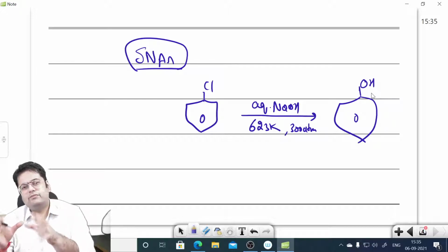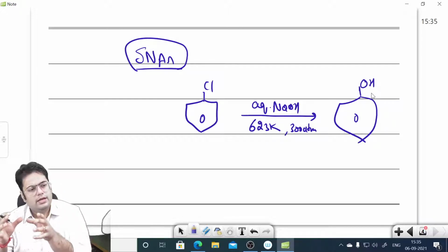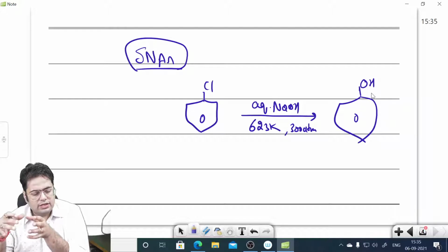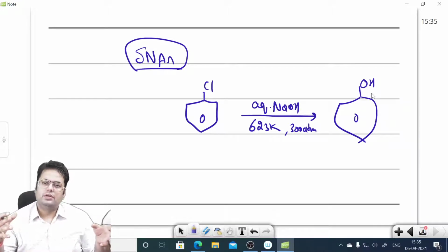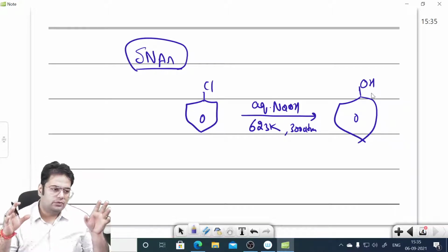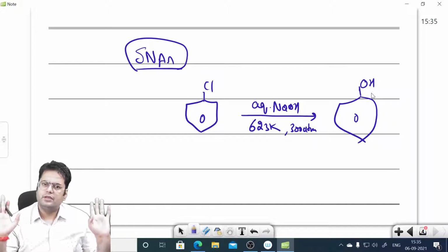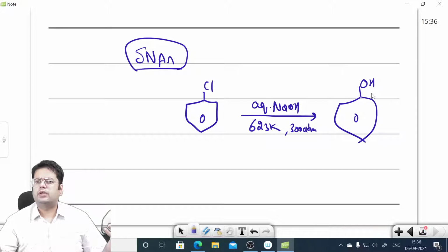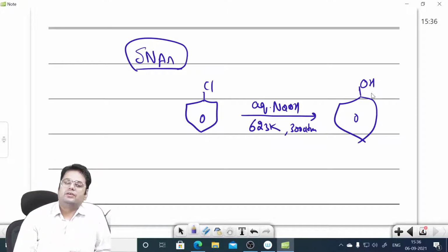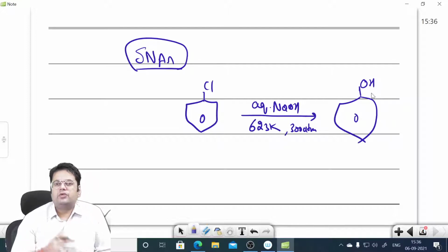And for someone who doesn't want to get into the details of this reaction, who just wants to study for their boards, this much is enough. But for those who really want to get a feel of this reaction, who really want to know more about it, I'm going to continue with the mechanism.